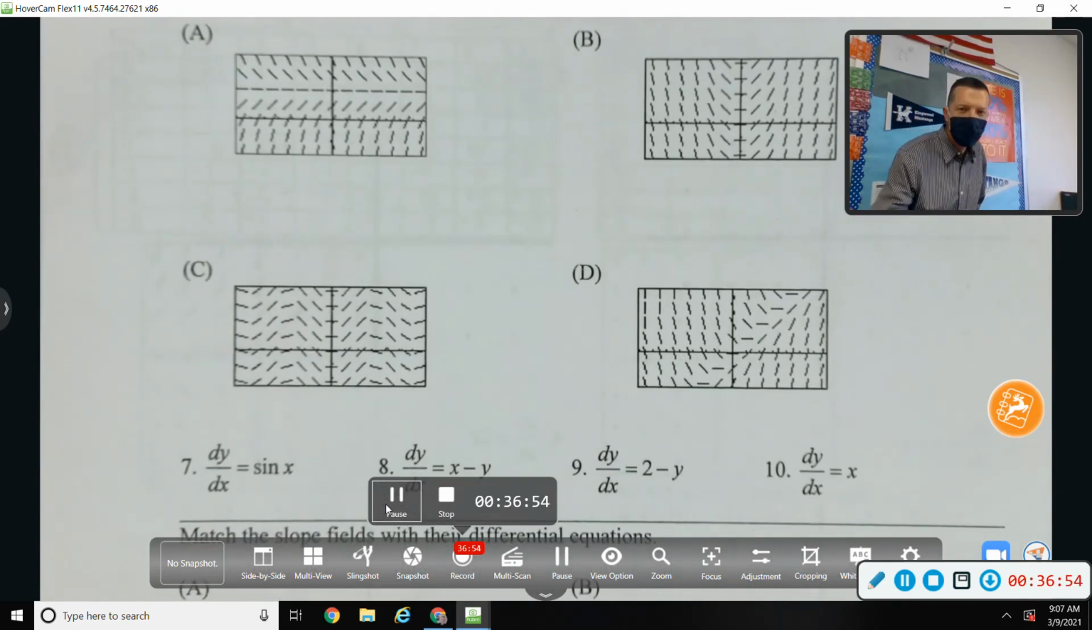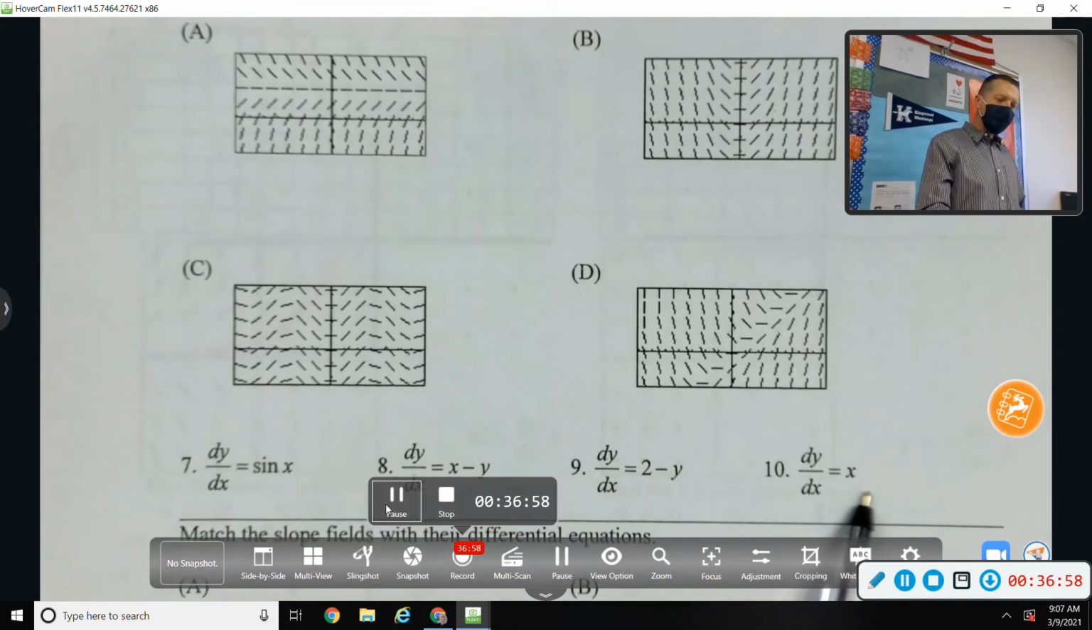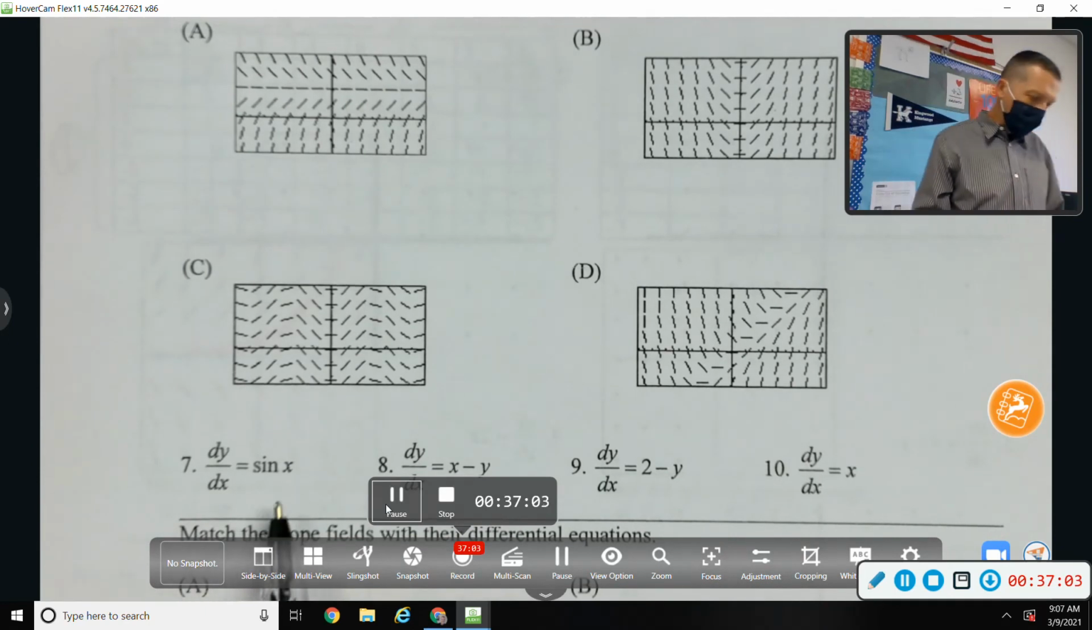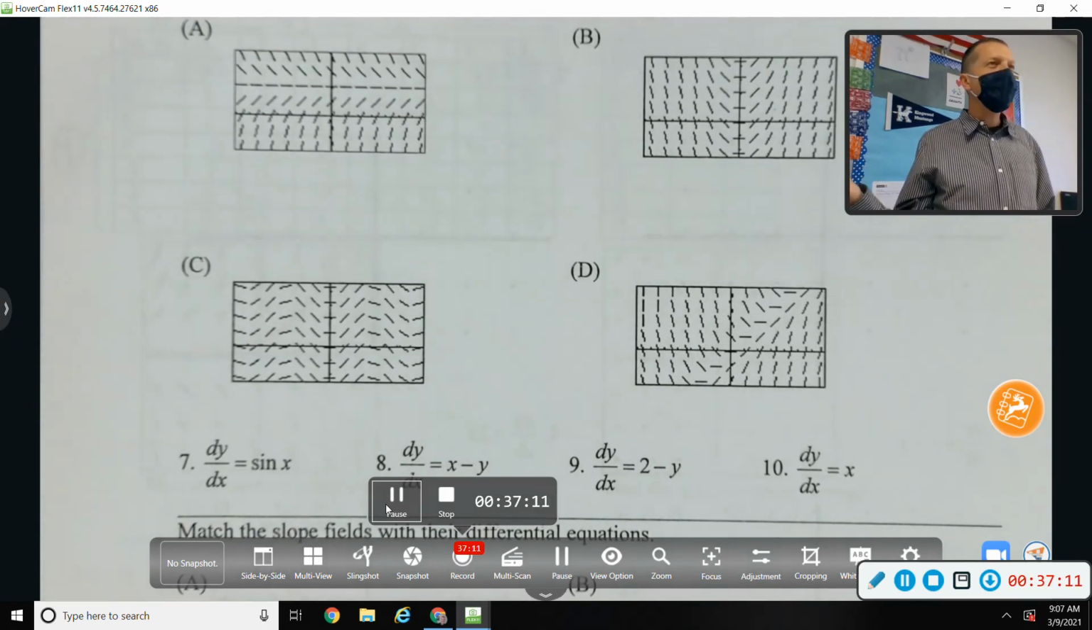Now, we're not experts at this by any means. So here's 7 through 10 down here. Here's our options up here. dy/dx equals sine of x. Well, without plotting specific points, which one of those sure looks like sine of x? C.